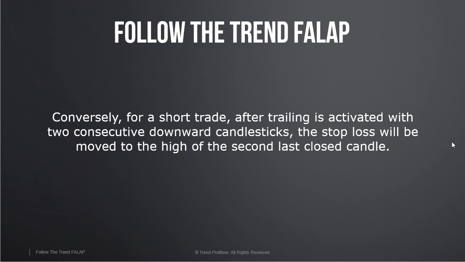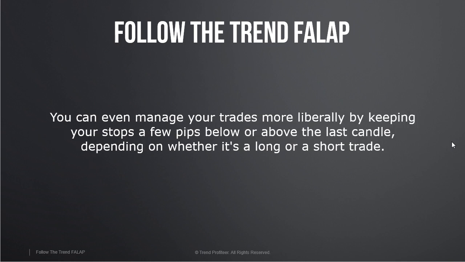Conversely, for a short trade, after trailing is activated with two consecutive downward candlesticks, the stop loss will be moved to the high of the second last closed candle. You can even manage your trades more liberally by keeping your stops a few pips below or above the last candle, depending on whether it's a long or a short trade.